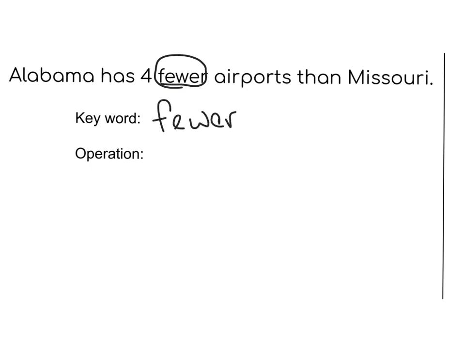And when we're talking about fewer, we're talking about less. So in this case, because it's less, we're going to go ahead and do subtract. Now, we're not writing the operation yet. I just want you to find those keywords and make sure you're understanding how to find those keywords.